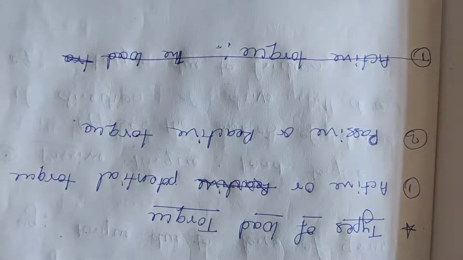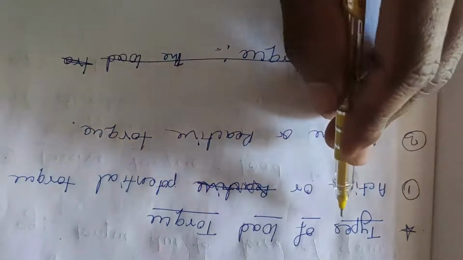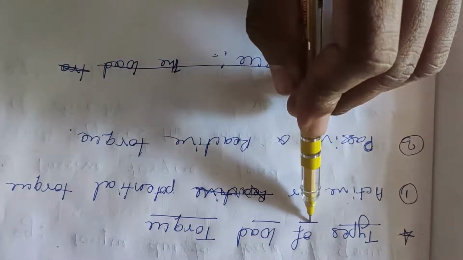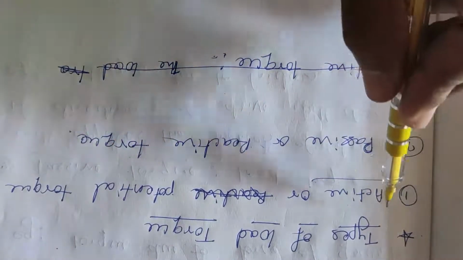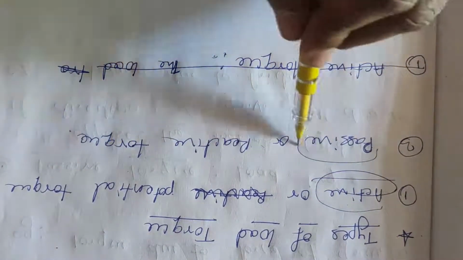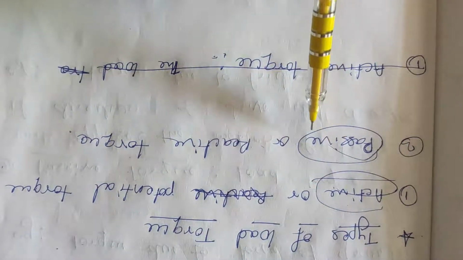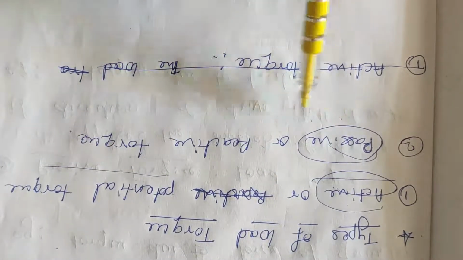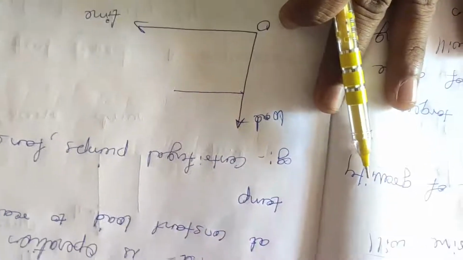Yesterday we discussed variable speed drives and four quadrant operation of the drives. Today we will discuss the last concept, that is types of the load torque. We are going to divide the load torques into active torque and passive torque. Active is nothing but potential torque, and passive torque is nothing but reactive torque. These are the two types. We can explain one by one.